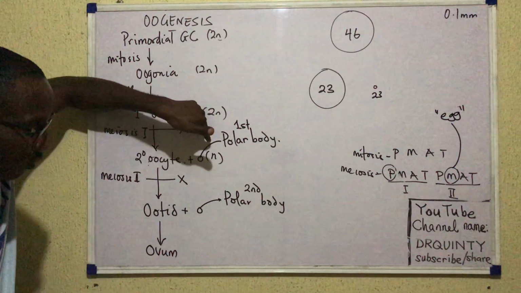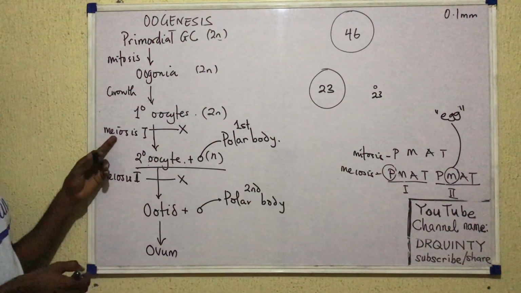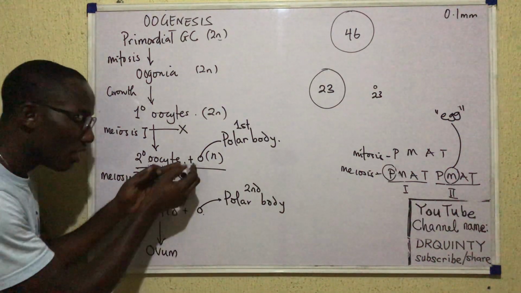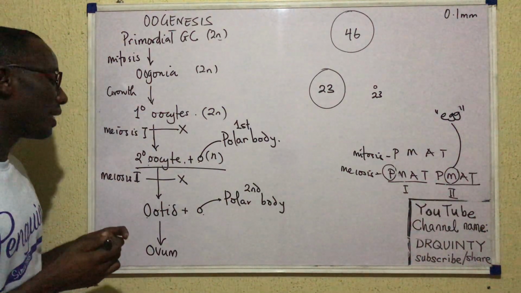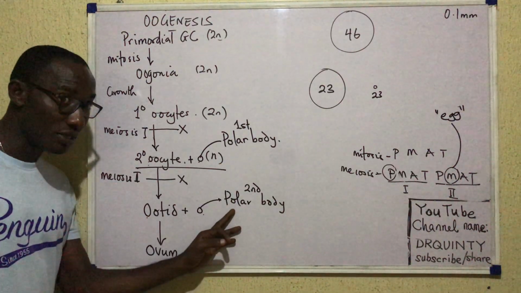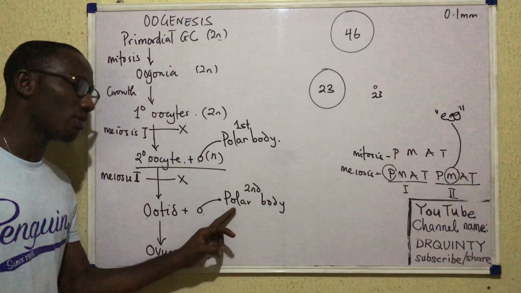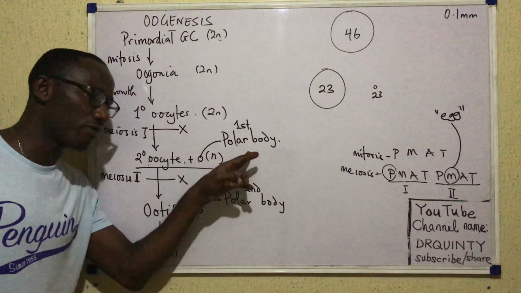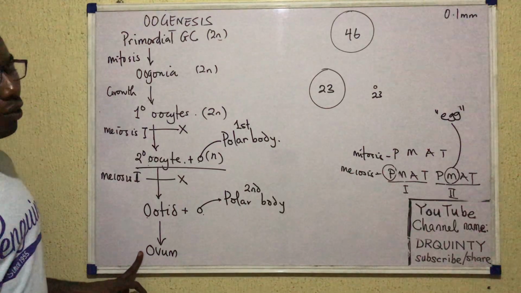So it's possible for this guy to divide during meiosis 2, because the two of them are the products of meiosis 1. So while this one is dividing into ootid and second polar body, this one too may divide to give two more polar bodies. Which means by the time we are getting an ootid, it's either we have two polar bodies or three polar bodies. And in that case, if we have three polar bodies, one of them will be the second polar body, then the other two will be the division products of the first polar body. In any case, the ootid matures to become an ovum.